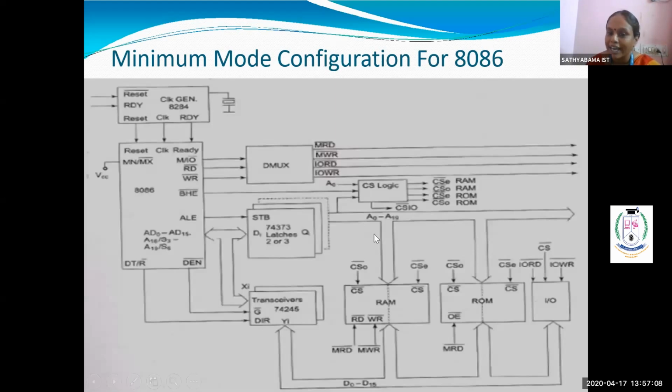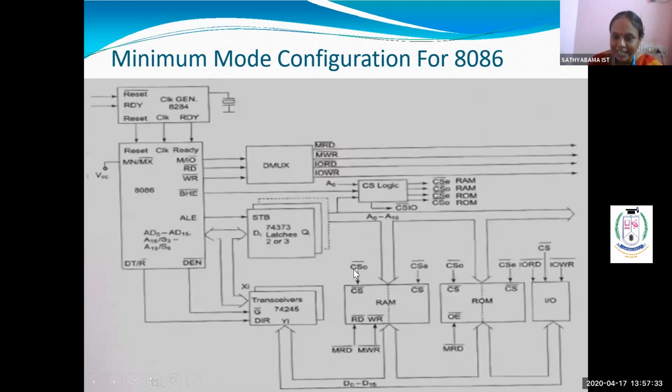20 bits. So A0 to A19, they are using a 20-bit address line. It is given to RAM, ROM as well as the IO device. You all know RAM and ROM have a separate even memory bank and odd memory bank. IO devices don't have that because IO devices have a totally separate 64 KB memory. So we don't have an even memory bank or odd memory bank for IO devices.